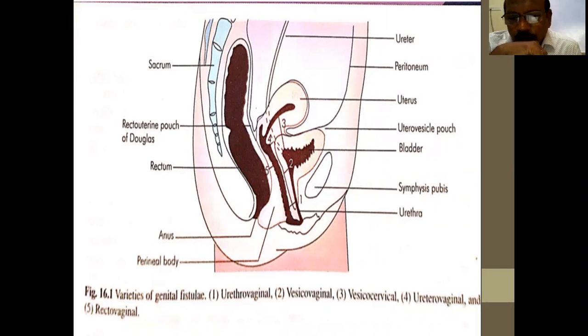And ureterovaginal fistula is a communication between the ureter and vagina. And rectovaginal fistula is the communication between the rectum and vagina. These are the various types of fistulas: ureterovaginal, vesicovaginal, vesicocervical, ureterovaginal and rectovaginal. These are the various types of abnormal communications we can find.